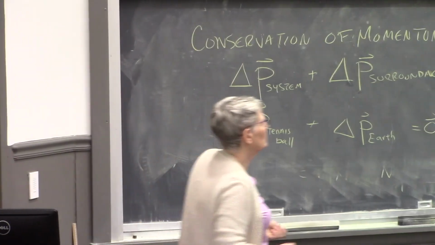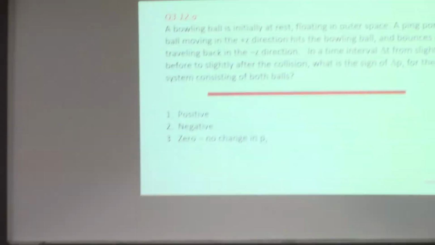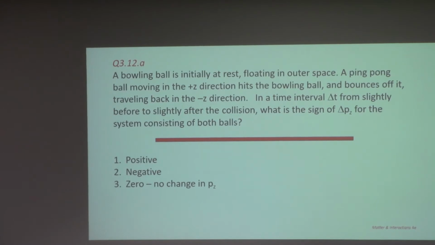So, in outer space, there's a bowling ball floating there, presumably left by somebody from a Douglas Adams book. And a ping pong ball moving in the plus z direction hits the bowling ball and bounces off of it, traveling back in the minus z direction. Now consider the interval from just before to just after the collision. Take your system as both balls. What's the change of momentum, the sign of delta PZ for the system of both balls?